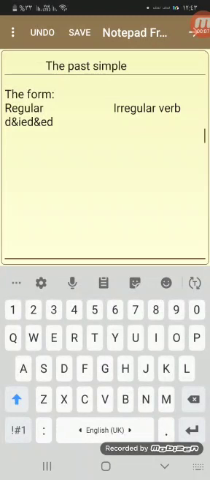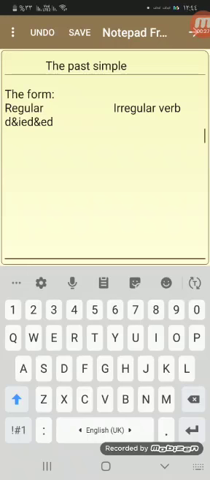Yesterday we took the present continuous. And today we'll take the past simple. Before we take the past simple, I want to ask you a question. What is the past simple?